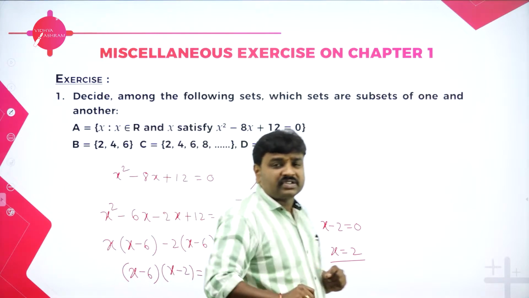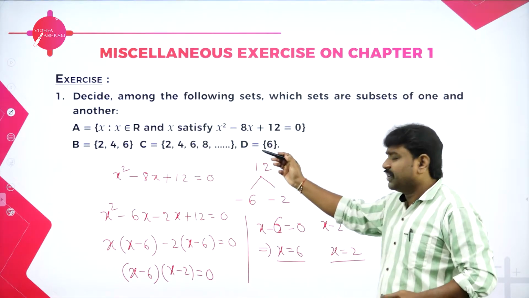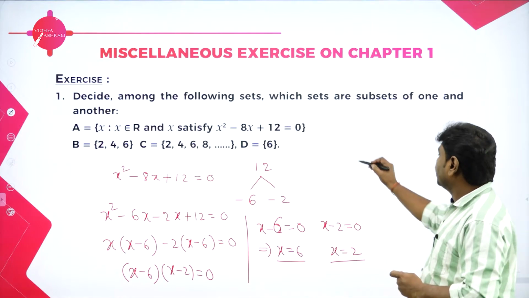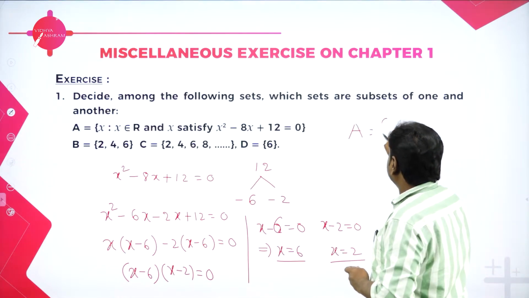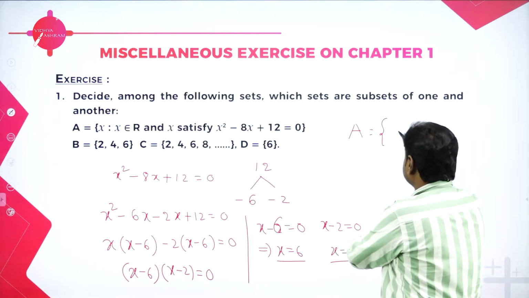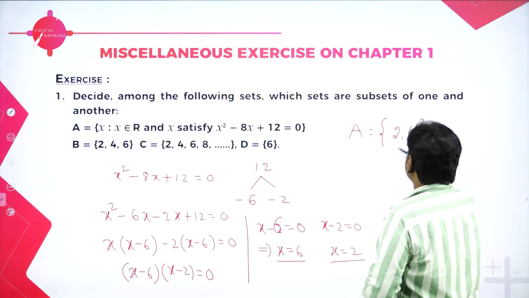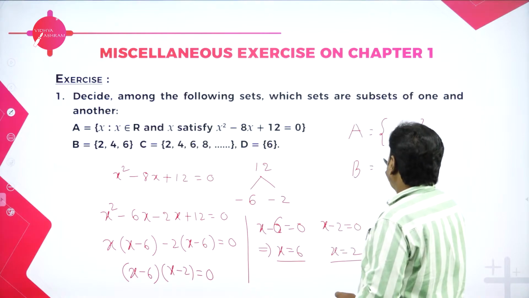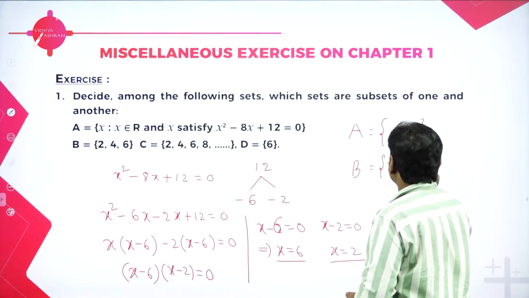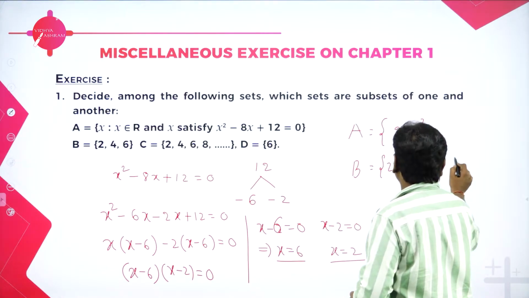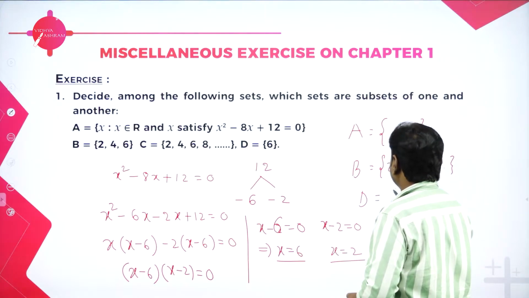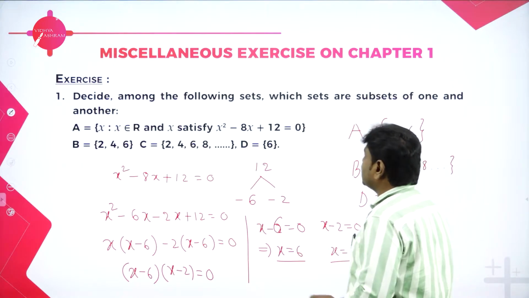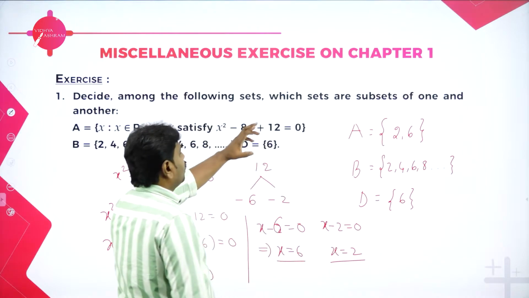Earlier set A was in set builder form. So they gave an equation, solve the equation and get the values of x. And now I can write A. Set A is exactly 2 comma 6. And set B is given. What is set B given? 2, 4, 6, 8 and so on. And set D they gave 6. Now they are asking you to decide among the following which are subsets.